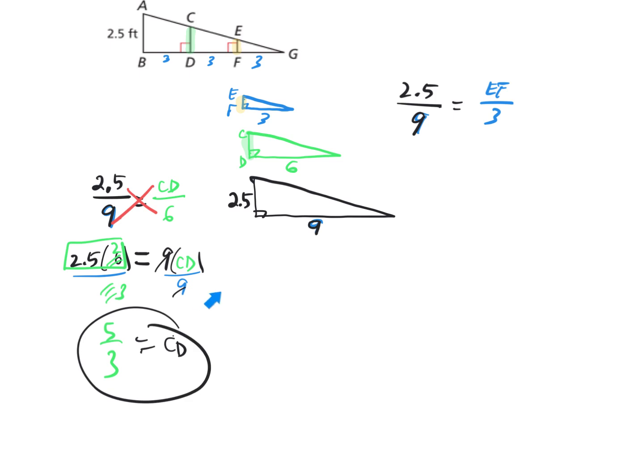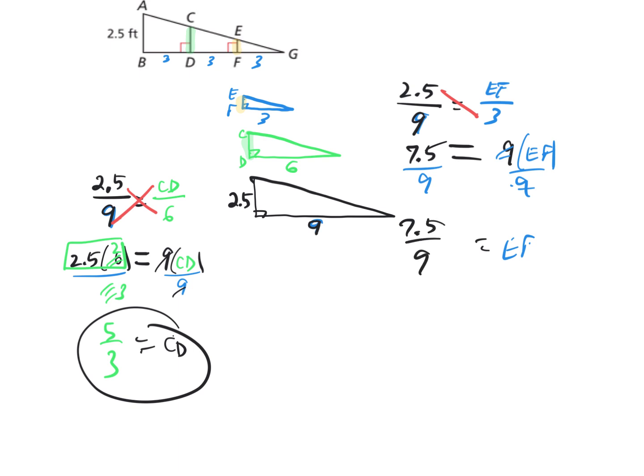And over here, start with the equal sign, cross multiply. 3 times 2.5 is 7.5, and 9 times EF is 9EF. Dividing both sides by 9, EF is equal to 7.5 divided by 9. Getting rid of this decimal point by multiplying by 10 will make it 75.